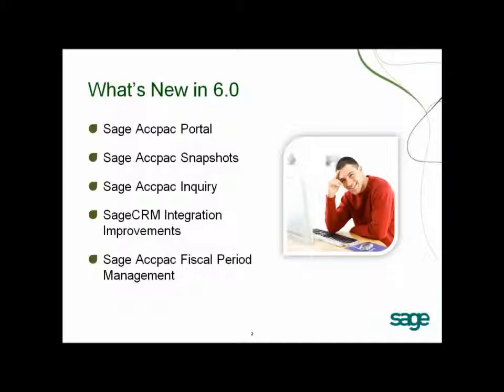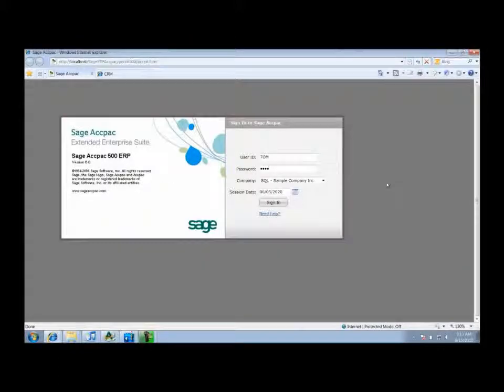providing managers with key performance indicators so they can better monitor their business. Improved Accpac integration with Sage CRM so sales reps can efficiently turn quotes into orders. And finally, you can now lock down fiscal periods by module. Now, let's jump into the product.